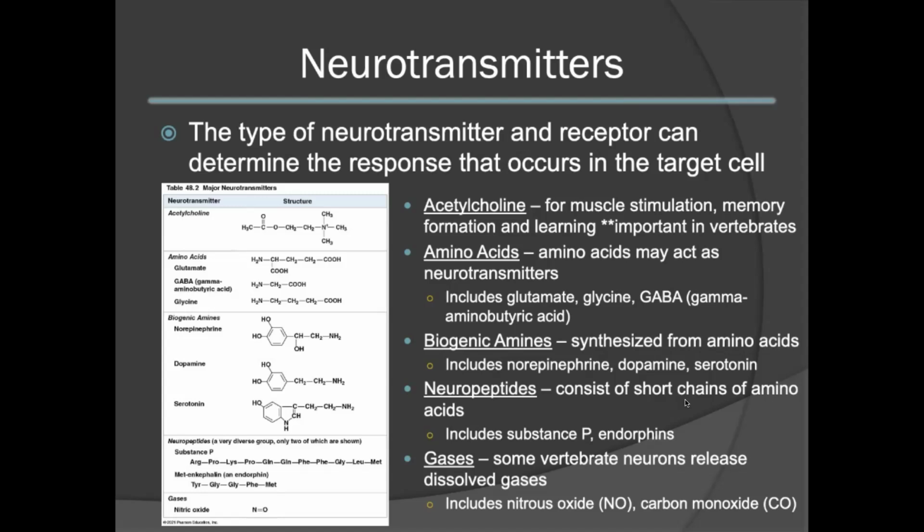Amino acids can also work as neurotransmitters. These include glutamate, glycine, gamma-aminobutyric acid, or GABA. Biogenic amines are synthesized from their base amino acids. These neurotransmitters include dopamine, serotonin, as well as norepinephrine. Neuropeptides consist of short chains of amino acids that act as neurotransmitters. These include, for instance, substance P as well as endorphins. And finally, gases can act as neurotransmitters at the synapse. This includes nitric oxide and carbon monoxide.